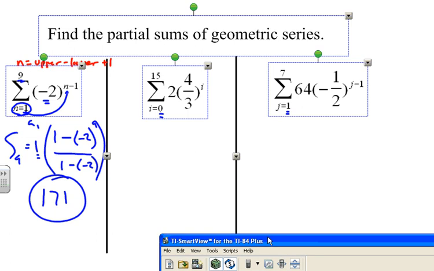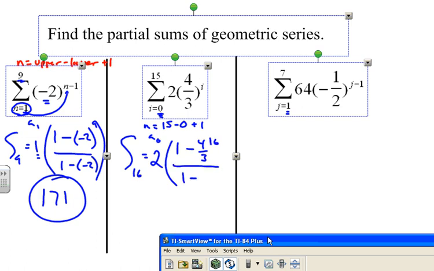For this one, we're looking for our first term, so we plug 0 in here. We want the sum of the first 16 terms, because we're going from 0 to 15. Remember, n equals the upper limit, 15, minus the lower limit, plus 1, so it'll be 16 terms. We start with a sub 0, our initial term. We plug 0 in there, and 4/3 to the 0 power is 1, multiplied by 2, so it's 2. So this is different. We have 1 minus our ratio, which is 4/3 because that's our base, to the 16th power, over 1 minus 4/3.